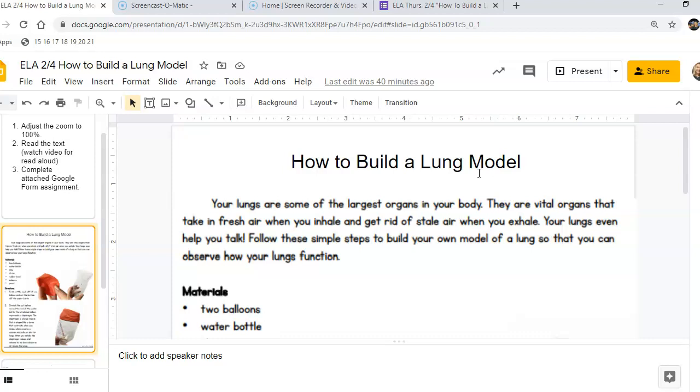All right, your lungs are some of the largest organs in your body. They are vital organs that take in fresh air when you inhale, that means breathe in, and get rid of stale air when you exhale. Specifically, in 5th grade, we want you to know that you're breathing in oxygen when you inhale, and you are exhaling carbon dioxide when you exhale. Your lungs even help you talk. Follow these simple steps to build your own model of a lung so that you can observe how your lungs function.